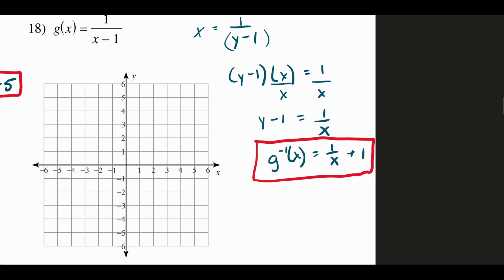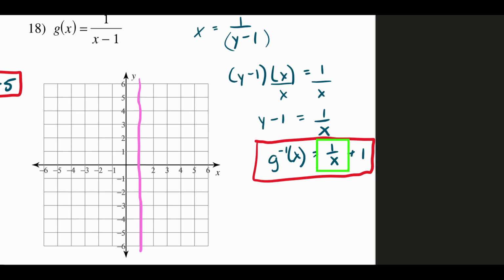Now we're going to graph these. And remember, what was x for one function becomes y for the other, and what was y for one function becomes x for the other. So for g of x, let's plug in some different values. Starting with plugging in 1 for x, I'm going to get 1 over 0, which is undefined. So I know that this is undefined, so my function is going to split.